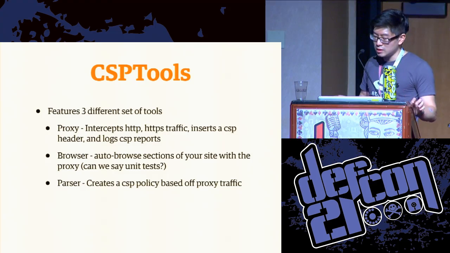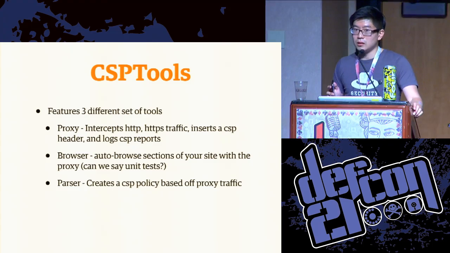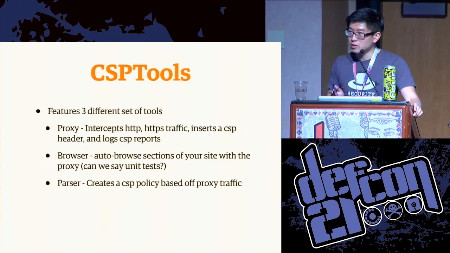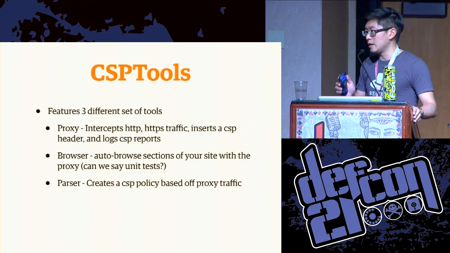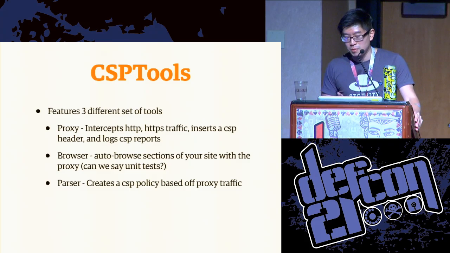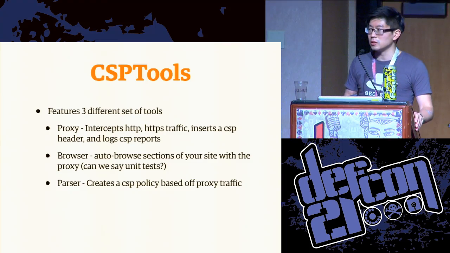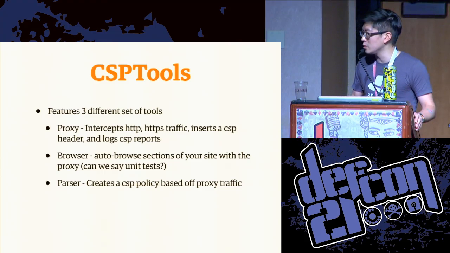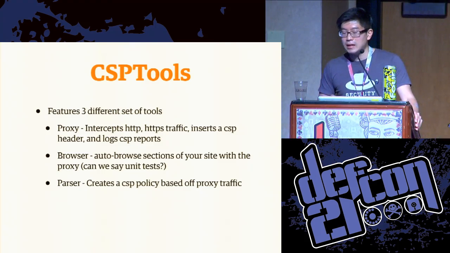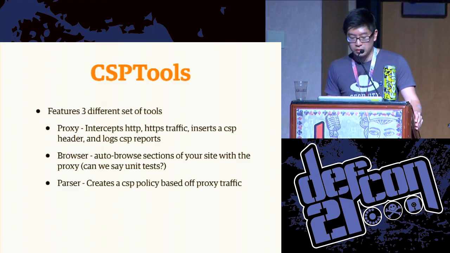So CSP tools is essentially a set of 3 Python-based tools that do the following. The proxy tool is essentially a Python proxy written using libmproxy that intercepts all HTTP and HTTPS traffic. And what it will do if you connect to this proxy is dynamically insert a content security policy report-only header with the policy you've specified. In addition, the proxy will also capture any content security policy violations the browser sends back to the proxy endpoint.